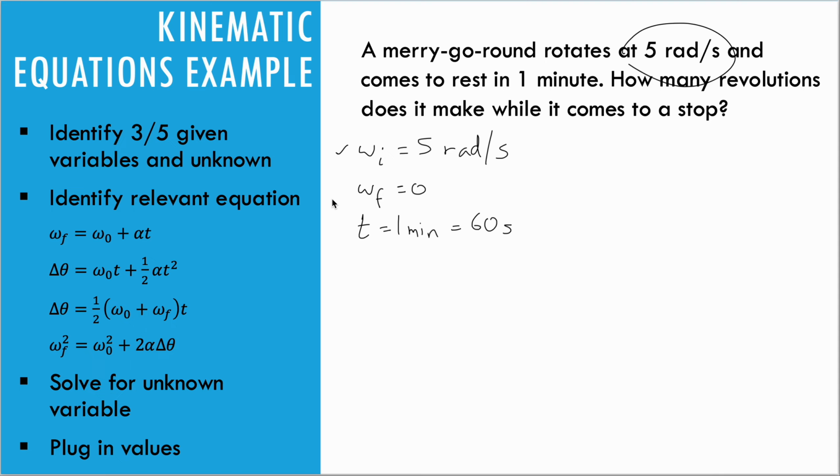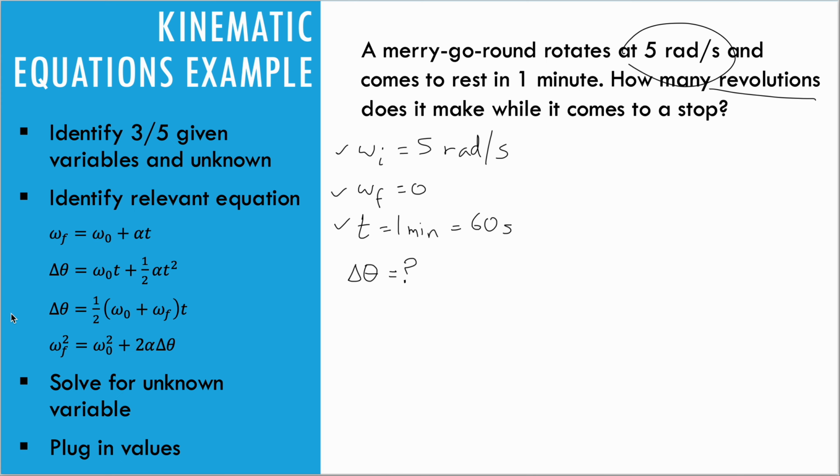So we have our 3 given variables. Now the unknown variable is: how many revolutions does it take to come to a stop? Whenever you see revolution, you want to think of an angle, because revolution is a unit for the angular displacement. So now we identify a relevant equation that has these 4 variables.